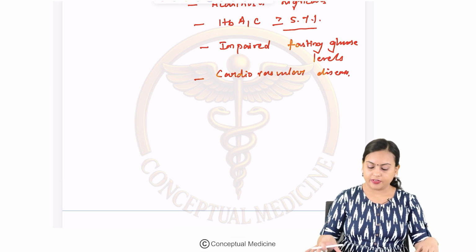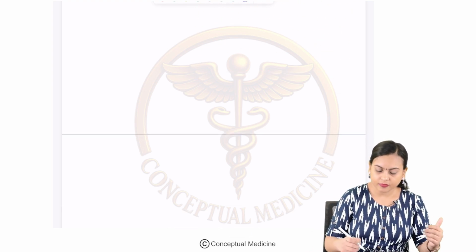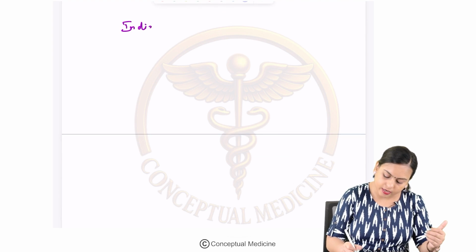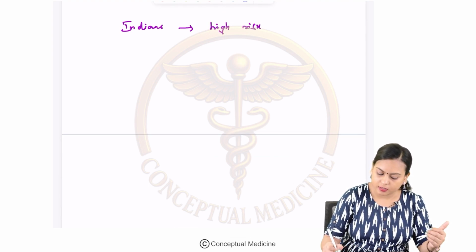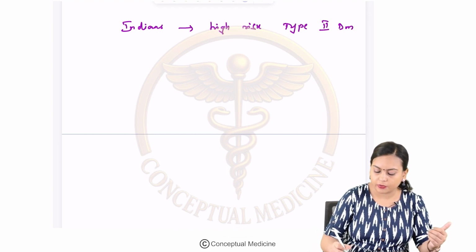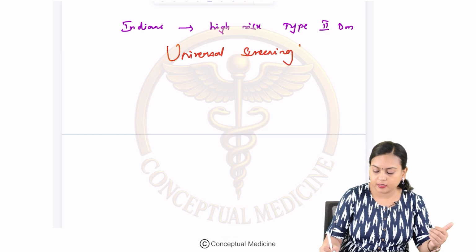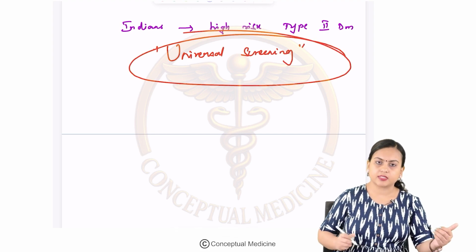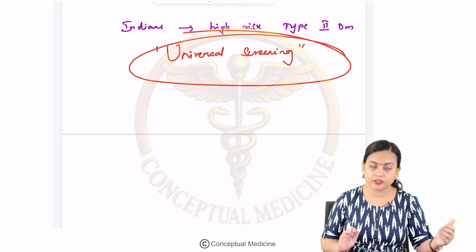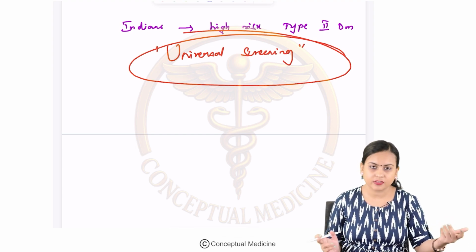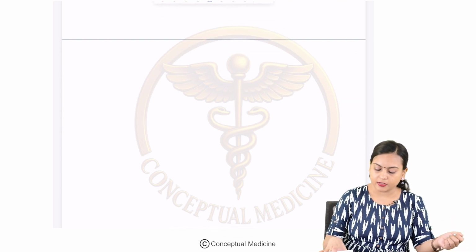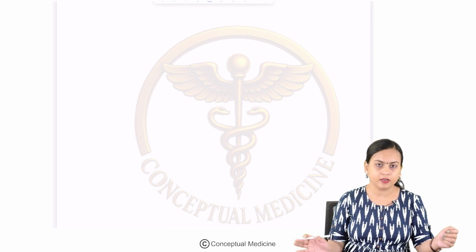Okay, and definitely Indians, okay, have a high risk for type 2 diabetes mellitus, that we all know. So, a universal screening is recommended in Indian women. Clear? Universal screening for diabetes or gestational diabetes, whatever. Okay. So, you have to screen it definitely in the pregnant women.